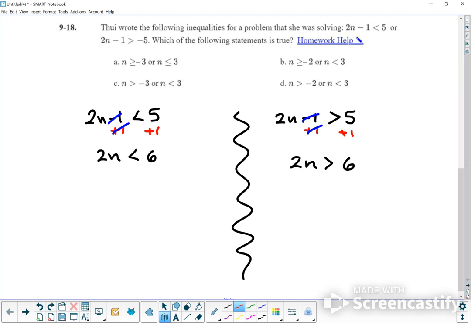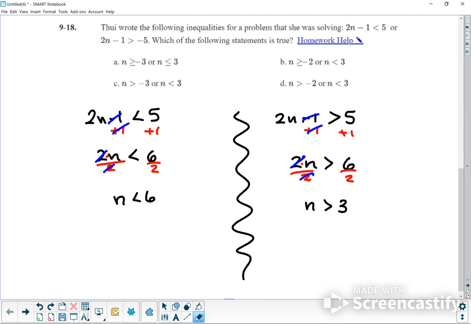Right, we're going to go ahead and do the inverse of times 2, which is divided by 2. You're going to do that here, and it's the same thing here. So times 2, you're going to do division by 2. And by doing that, you're allowed to cancel the division and multiplication of 2. You have n less than 6. And you have n greater than, 6 divided by 2 is 3. So it's not 6, it's actually 3. All right, so n less than 3 and n greater than 3.